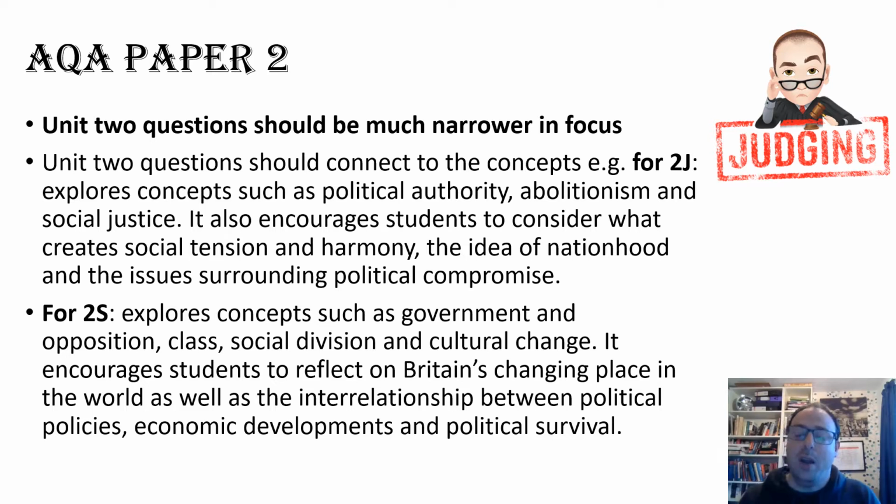And now you don't have the set of key questions in the unit 2, the paper 2 bits, on the spec. You have this little bit of blurb which talks about concepts. And so, for example, in 2J, the American one, 1845 to 77, it says it explores concepts such as political authority, abolitionism, and social justice. It encourages students to consider what creates social tension and harmony, the idea of nationhood, the issues surrounding political compromise.